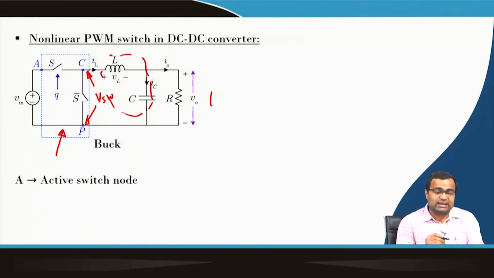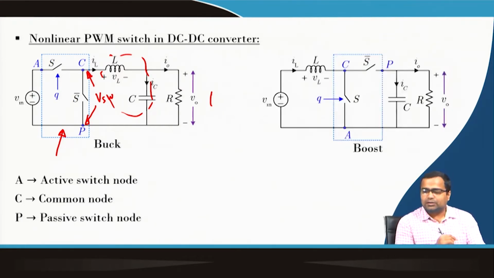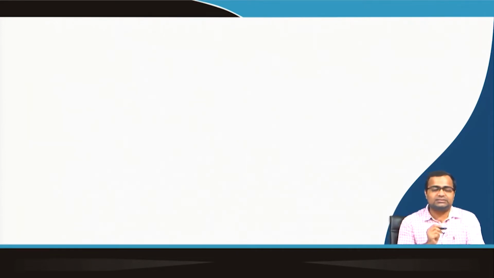So, in this model we take one active node, a common node and a passive node. Although this 3 terminal model is important, we are not going to discuss the different terminals and their detailed explanation. We want to extract the basic modeling information out of this 3 terminal or average switch model. This model you can apply to buck, boost and buck-boost by suitably considering the active, common and passive node terminals.